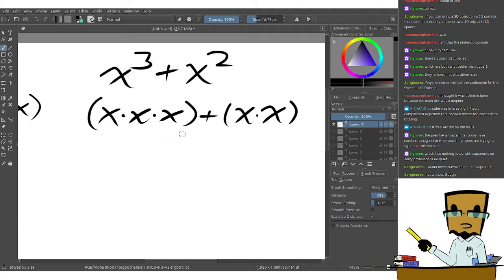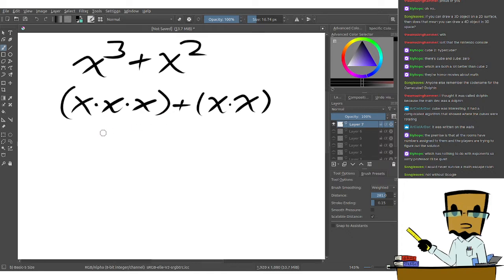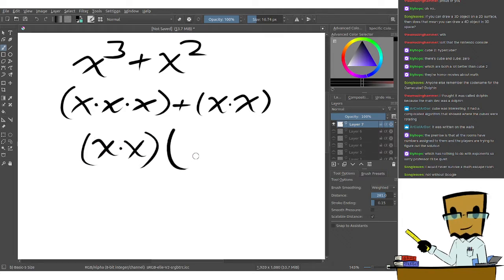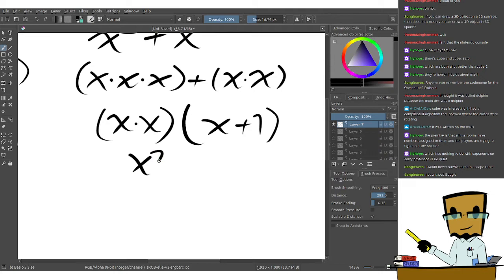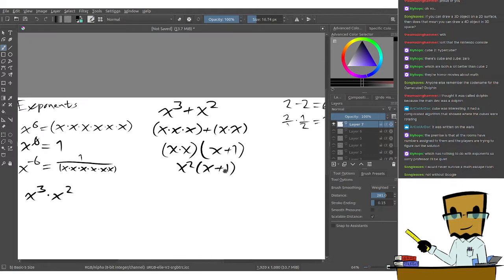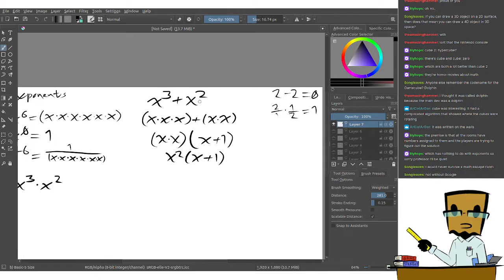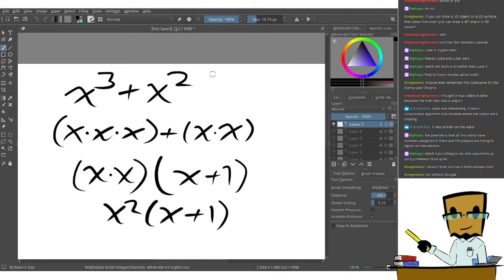Anyways, you can see a common factor between these of x times x. Check this out. We can do x times x multiplied by x plus 1, aka x squared times x plus 1. Yeah, that's the same as that.